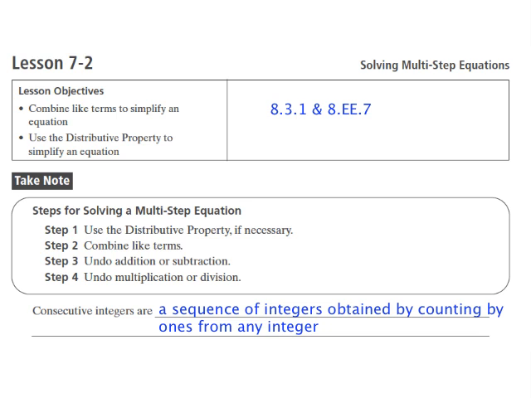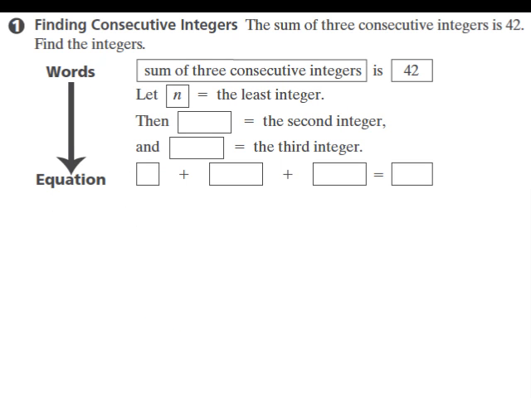Consecutive integers are a sequence of integers obtained by counting by ones from any integer. Example number 1, finding consecutive integers. The sum of 3 consecutive integers is 42. Find the integers.